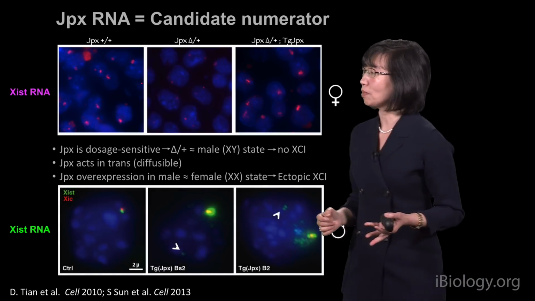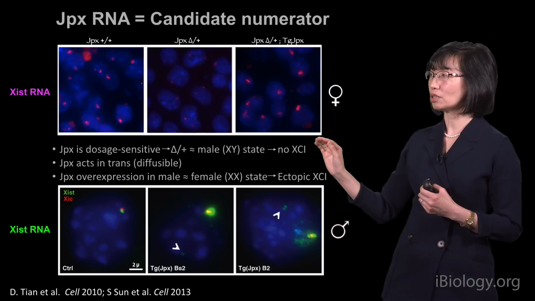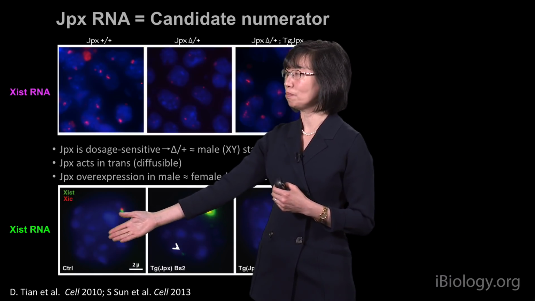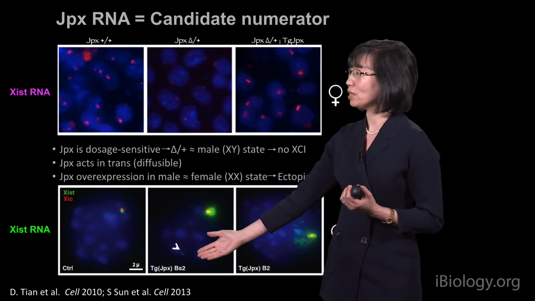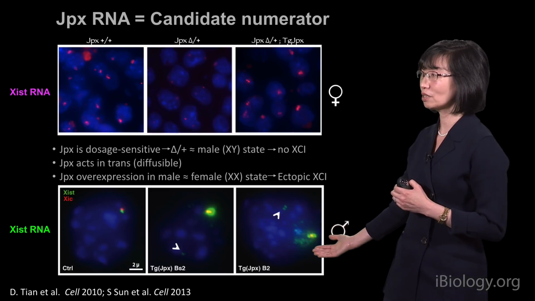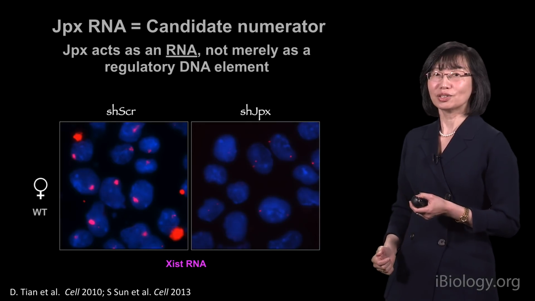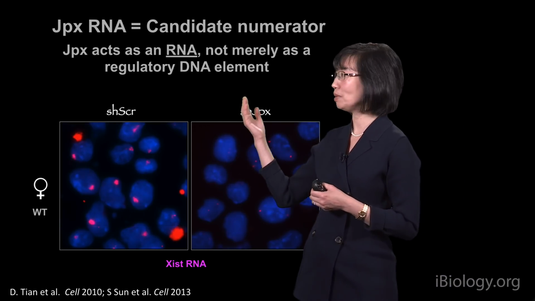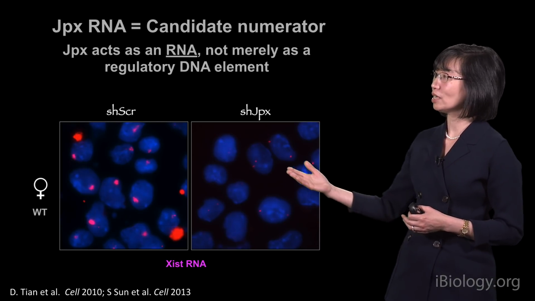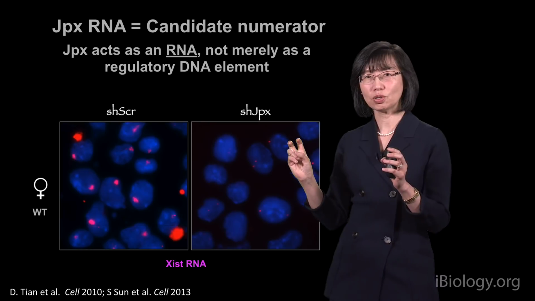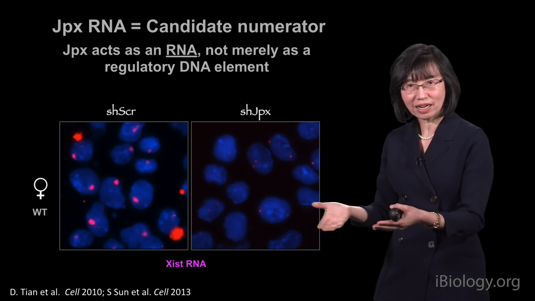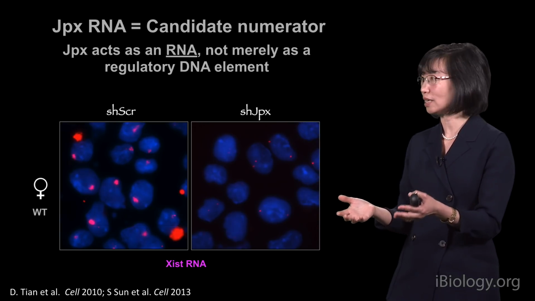And then we did the converse experiment where in male cells now, we insert extra copies of Jpx. Male cells normally don't produce Xist at all, so you don't see a big Xist spot in green. But when we insert extra copies of Jpx into these male cells, you start to see Xist expression go up. Okay? So that suggests that Jpx may in fact be a candidate for a numerator factor. And in this experiment here, we're demonstrating that Jpx is acting as a diffusible RNA, one of these long non-coding RNAs, and it's not simply the genetic element, the DNA, which is responsible for this counting act.